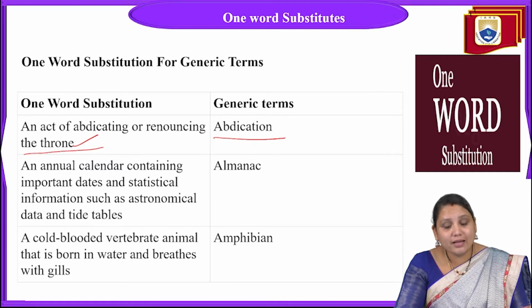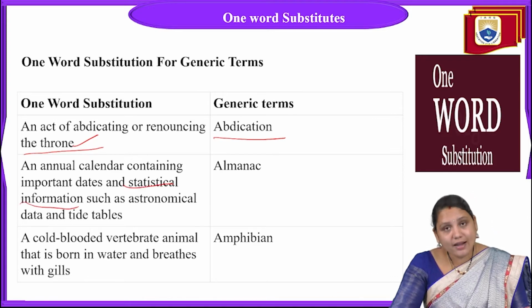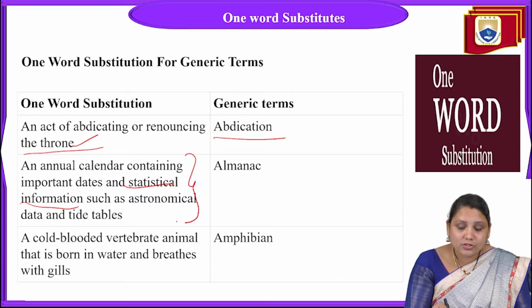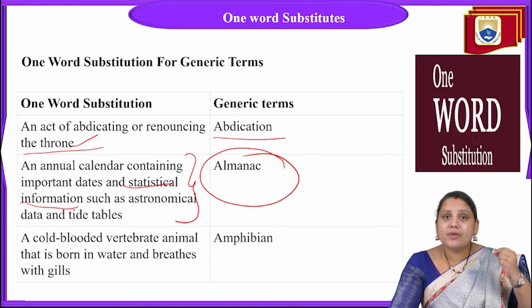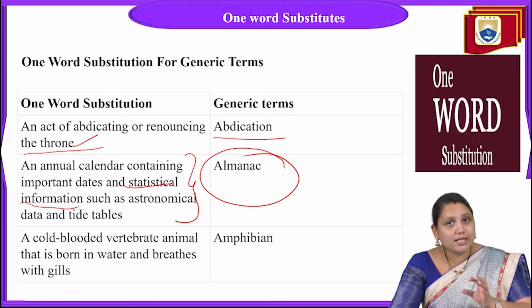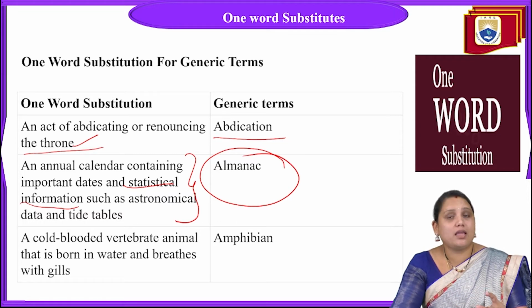Next, almanac. What is the meaning of that? It is an annual calendar containing important dates and statistical information such as astronomical data and timetables. See, so much information is being catered with one word, that is almanac. So, this is the way you could replace with one words such that they help you in making your sentences shorter and also render the entire meaning, the entire perspective, which is very essential in making others understand.